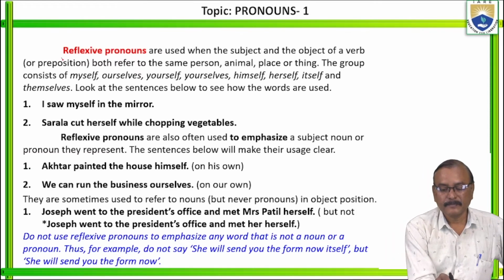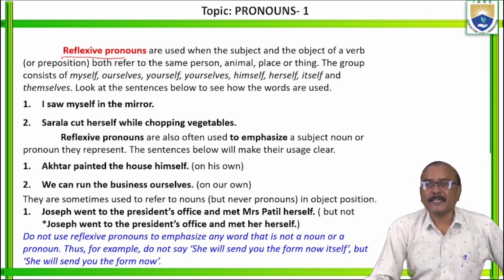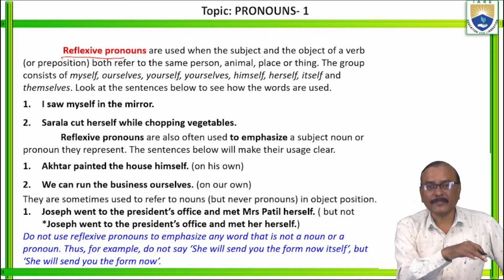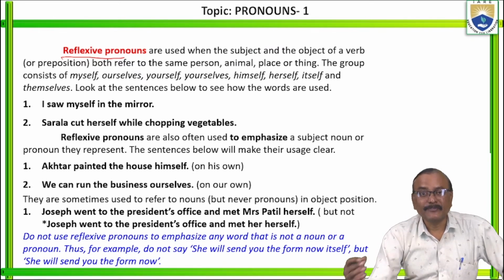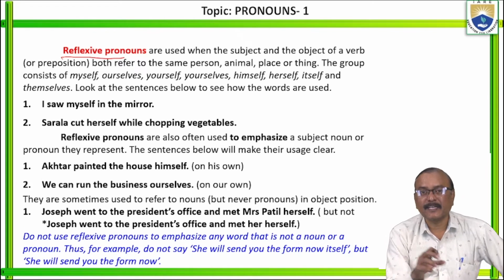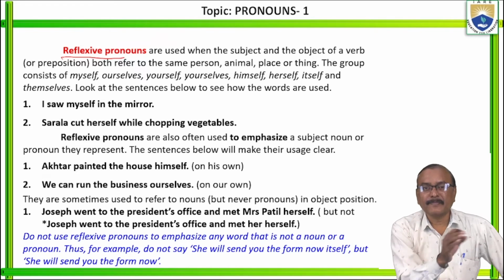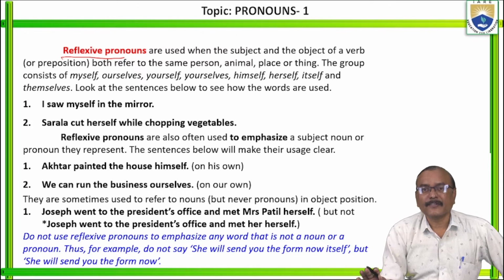Reflexive pronouns. Reflexive pronouns are used when the subject and the object of a verb both refer to the same person. If the result of the action, the result of the verb, reflects back onto the subject, we use reflexive pronouns. Is it clear?